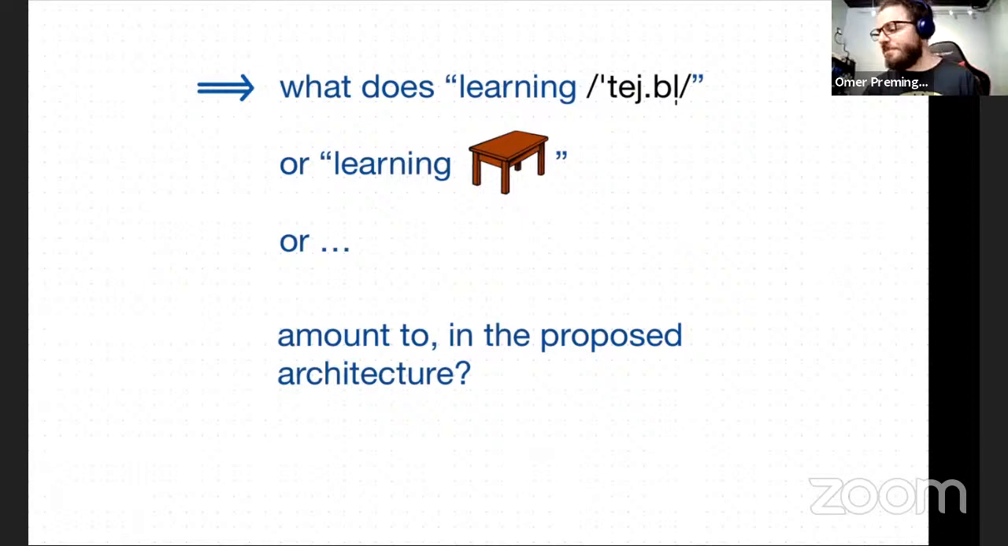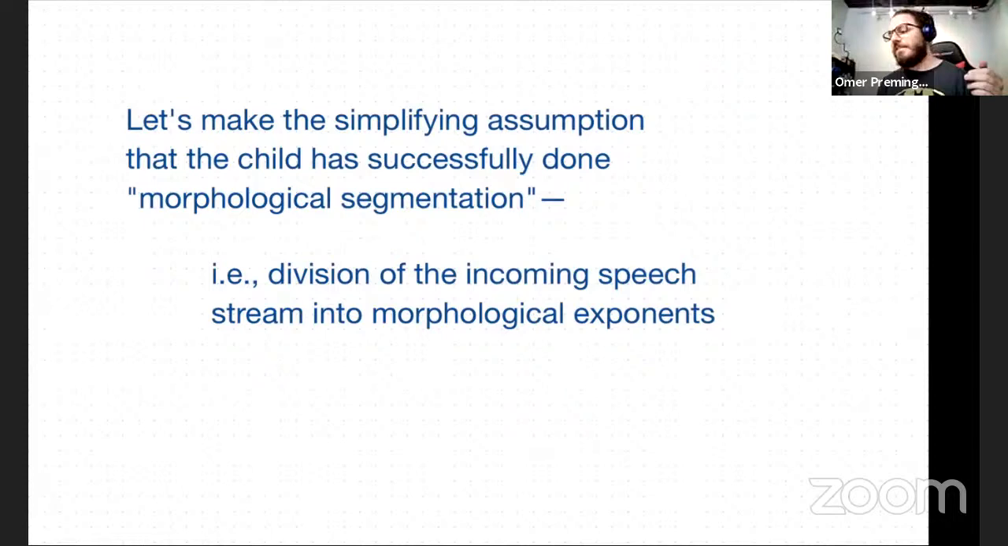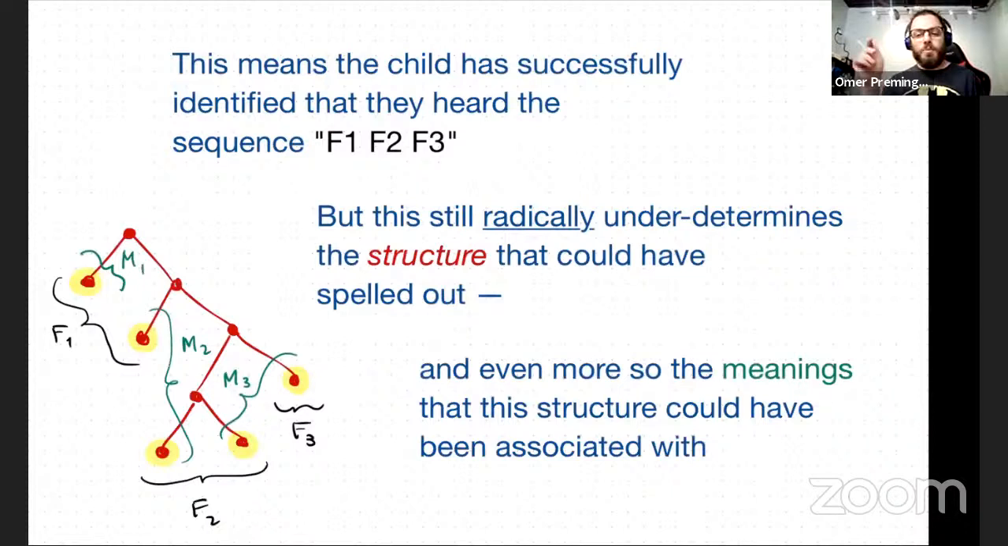First, I want to make the simplifying assumption that a lot of this literature makes, that the child has already successfully done morphological segmentation, which is in reality no small feat. That is, the incoming speech has already been divided into morphological exponents. So the child has successfully identified: I have heard form one, form two, form three, looking at this diagram here. I know that I've heard these three units, and I even know that I heard them in this order. But given the many-to-one mappings on both sides of syntax now, that still radically underdetermines the structure, or even the structural atoms that you might have heard, not to mention the meanings that these atoms could have been associated with. There are many degrees of freedom now, much more than in a lexicalist model.